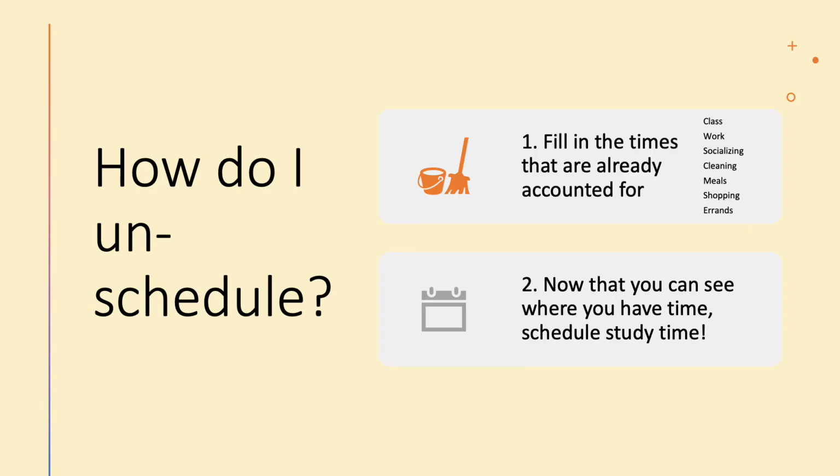And just a quick recap before we wrap up. How do we unschedule? The first step is filling out any time that is already accounted for. Make sure you're not missing small things like eating meals and stuff like that. And then once you do that, you can take a look at the open spaces and schedule your study time.